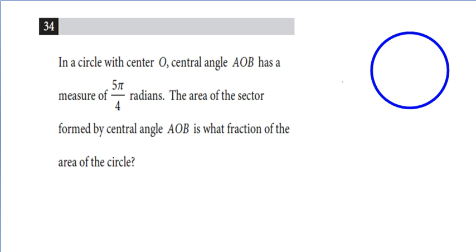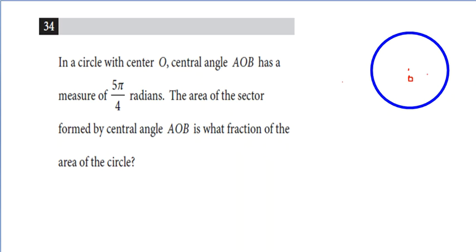In a circle with center O, central angle AOB has a measure 5 pi by 4 radians. The area of the sector formed by the central angle AOB is what fraction of the area of the circle? So the picture of the circle itself is not given. So I just went ahead and drew that picture of the circle, and now we'll see what AOB looks like. So the center of this circle is O, and this is our center.